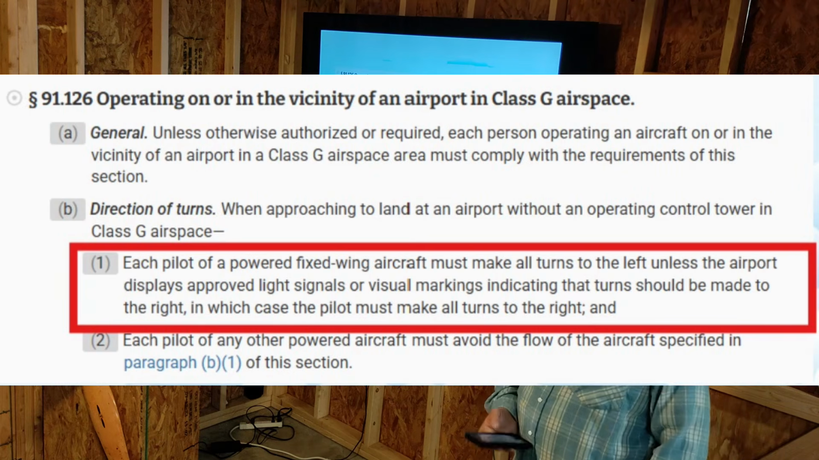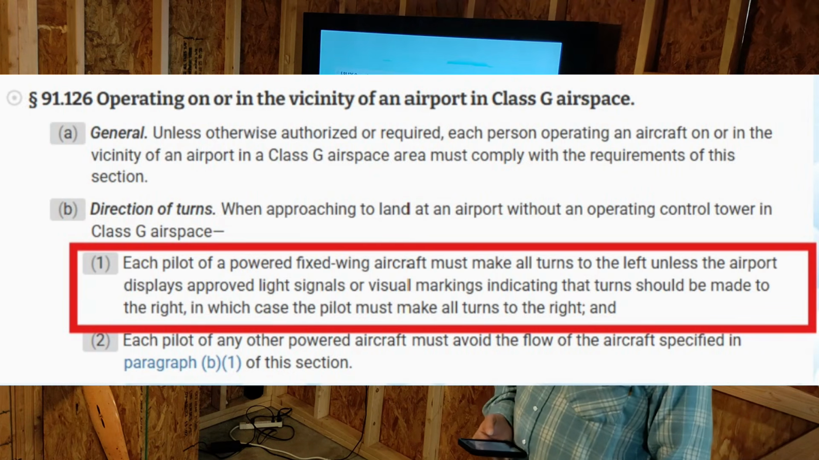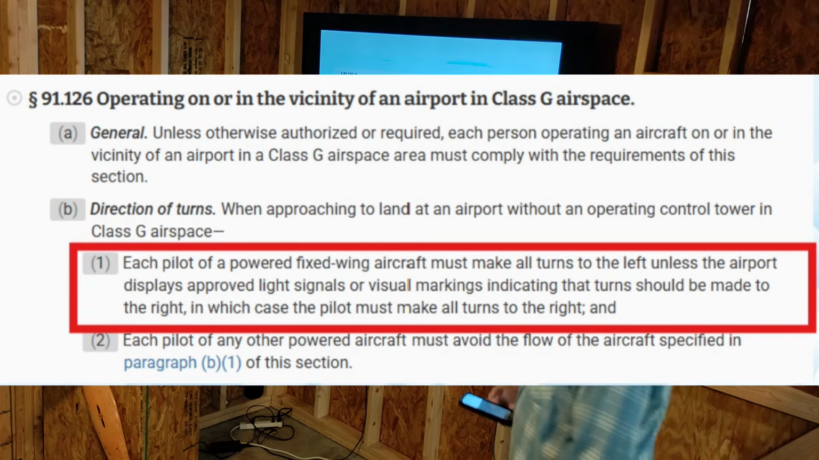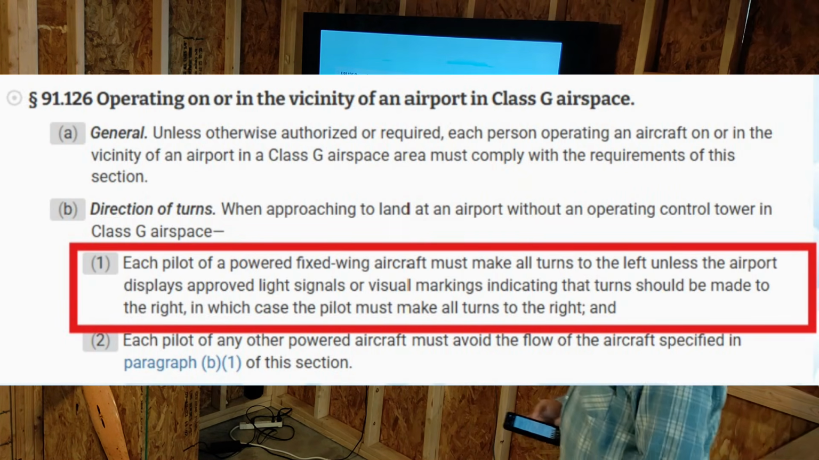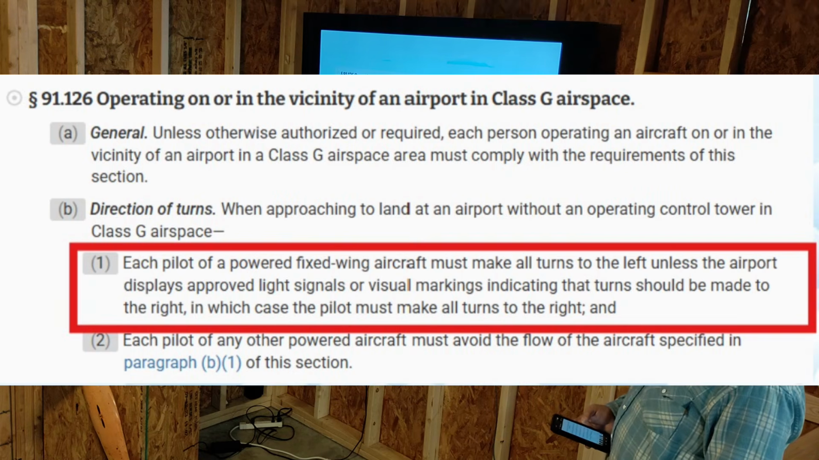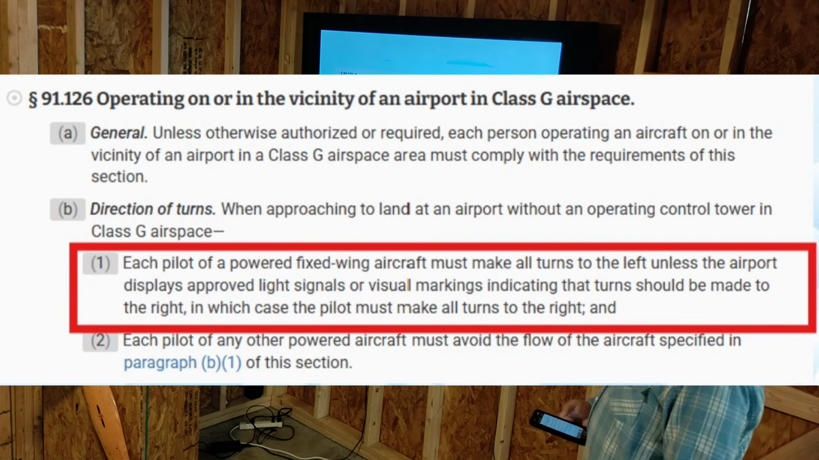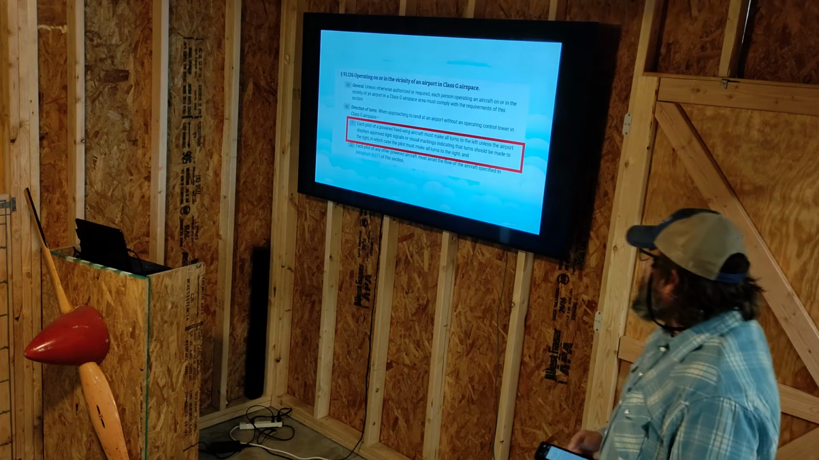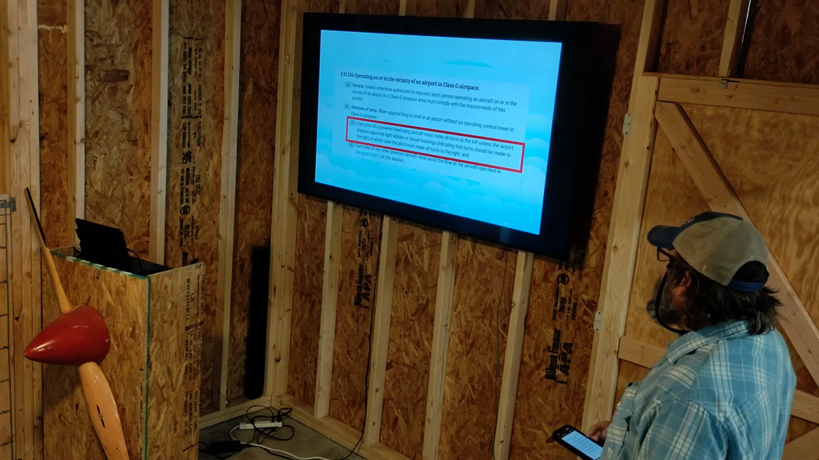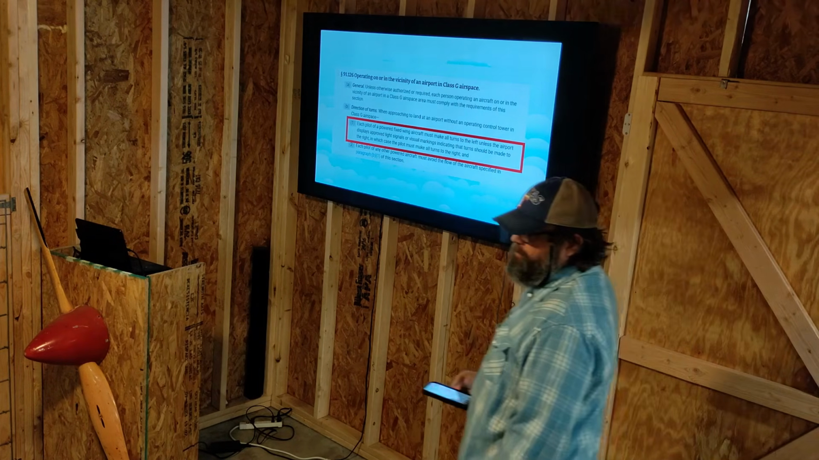So there's a question inside this highlight that none of you have asked yet, but I figured you probably would. So I threw some extra slides in there to cover it. Let me read it again. Each pilot of a powered fixed-wing aircraft must make all turns to the left unless the airport displays approved light signals or visual markings indicating that turns should be made to the right, in which case the pilot must make all turns to the right.